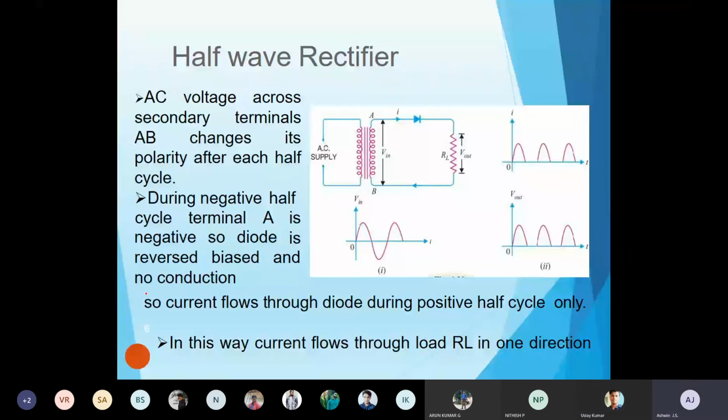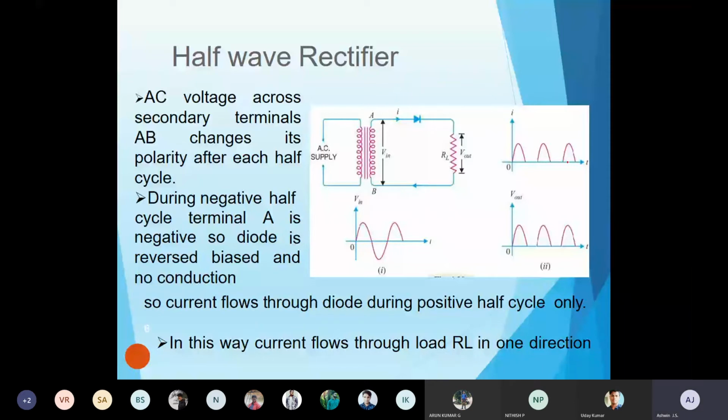So here, what I explained is given in terms of definitions. The AC voltage across the secondary terminal AB changes its polarity after each cycle, meaning positive and negative. And second point, during the negative half cycle, the terminal A is negative, so the diode is in reverse bias and there is no conduction. So the current flows through the diode during the positive half cycle only. In this way, current flows through the load resistance RL in only one direction. That's why you're getting output only for the positive cycle.